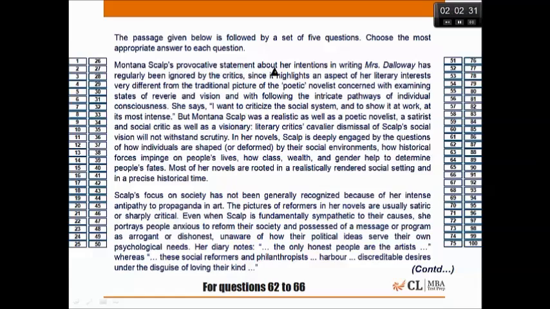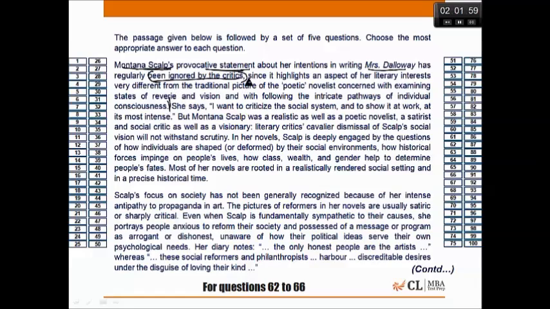Montana Scalp's provocative statement about her intention in writing Mrs. Dalloway has regularly been ignored by critics. So, okay, let's take this one. Since it highlights an aspect of literary interest very different from the traditional picture of the poetic novelist concerned with examination, states of reverie and vision, and with following the intricate pathways of individual consciousness. I'm not going to break my head there. All I'm going to take is Scalp's statement ignored by critics. Poetic side ignored by critics.